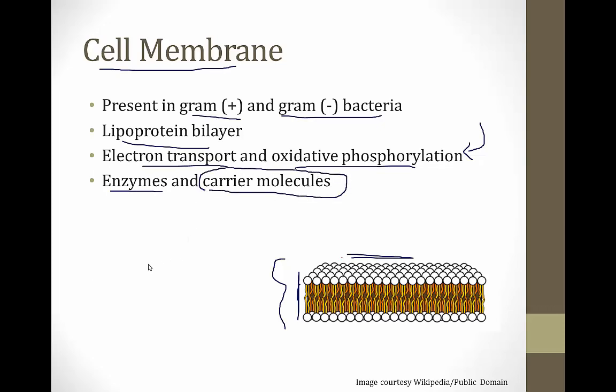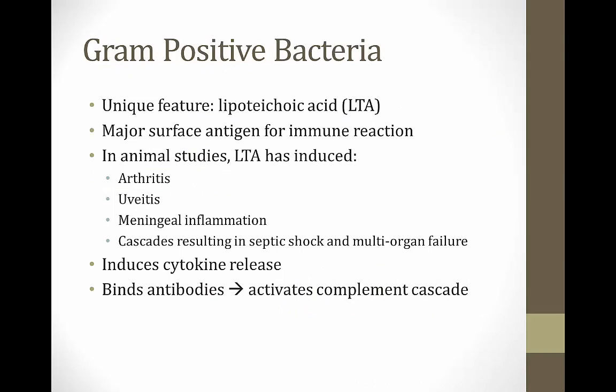So we talked about how the cell walls of gram-positive and gram-negative bacteria are different, but now let's talk about some of the other differences between those two types of organisms. A unique feature present only on gram-positive bacteria are molecules called lipoteichoic acids, or LTAs. And these are a major surface antigen that drives the immune reaction to infection by these bacteria.